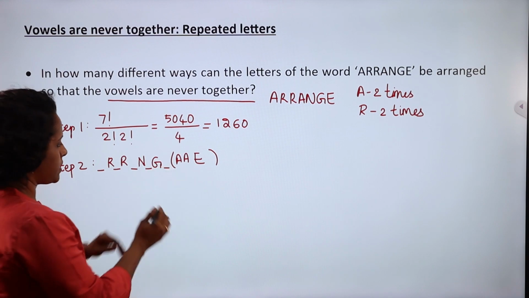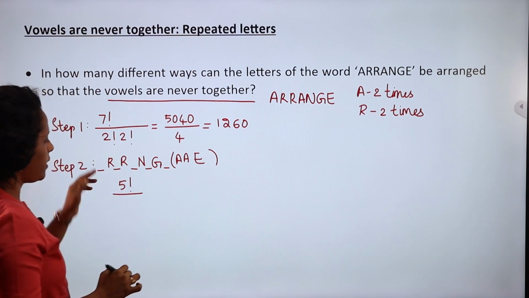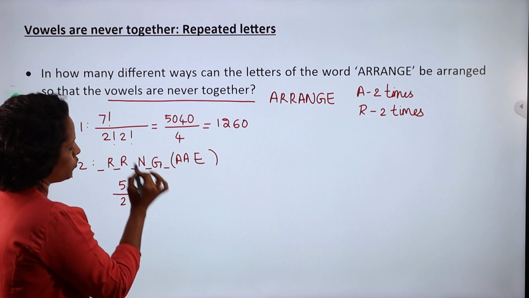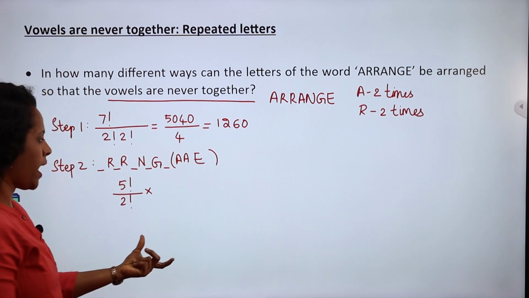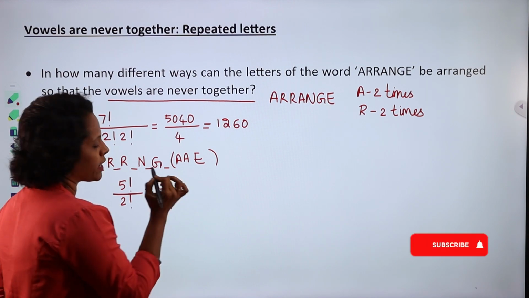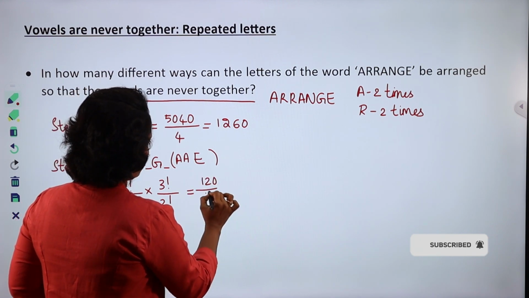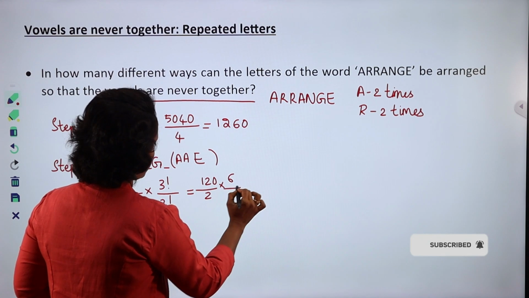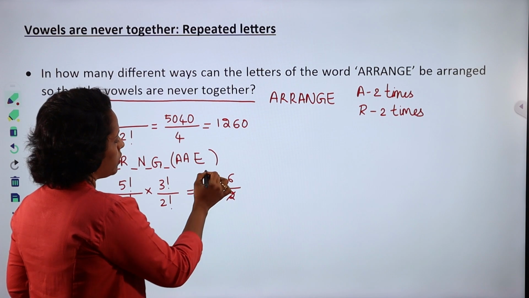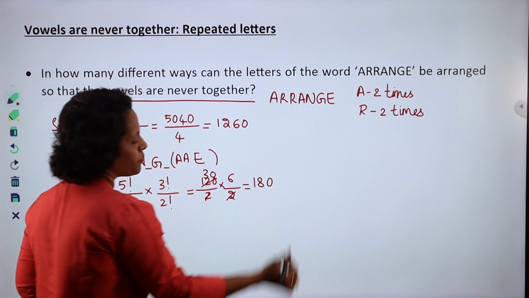In any of the 5 places, this set can be placed in 5 factorial ways divided by, here R is repeated 2 times, right? So I am taking 2 factorial, into, now this set of AE can be arranged among themselves in 3 factorial divided by 2 factorial ways. This will be 5 factorial is 120, 2 factorial is 2, 3 factorial is 6, 2 factorial is 2. Right? 2 2s are 4. 4 into 30, 36 are 180.